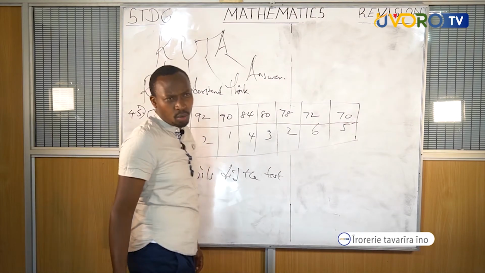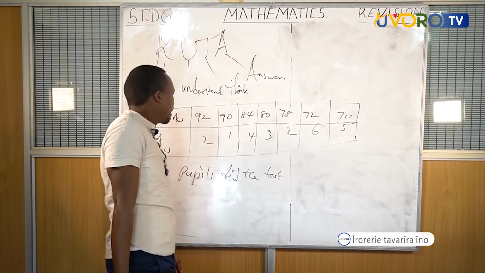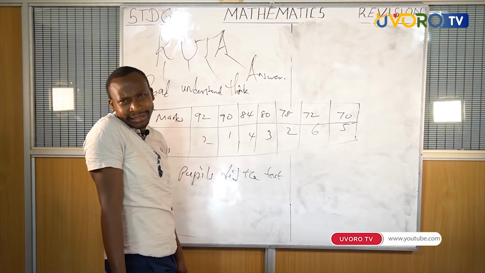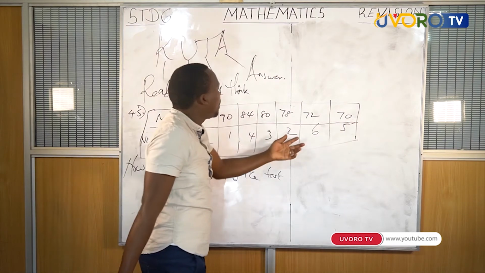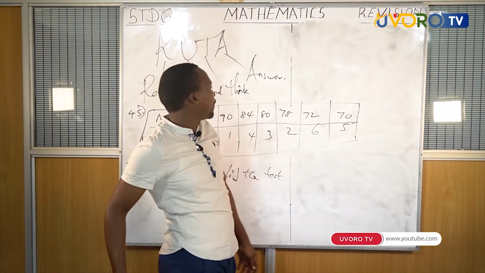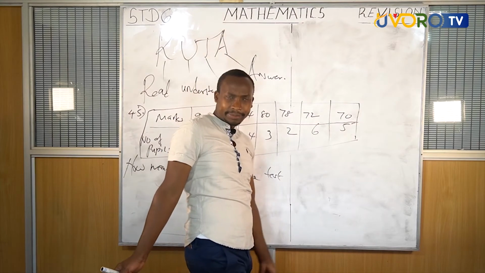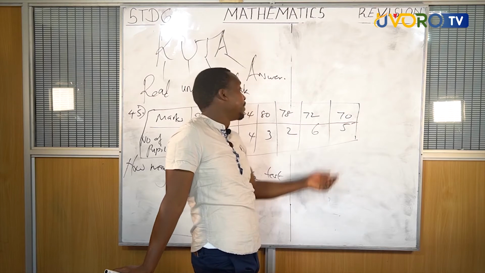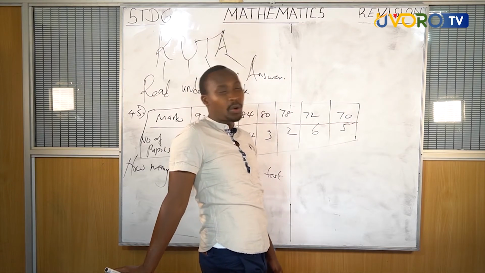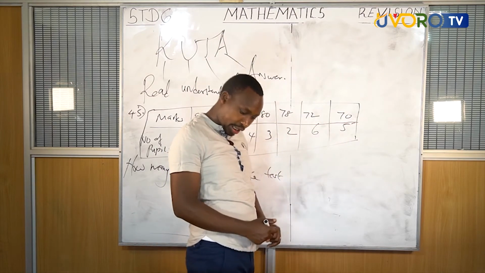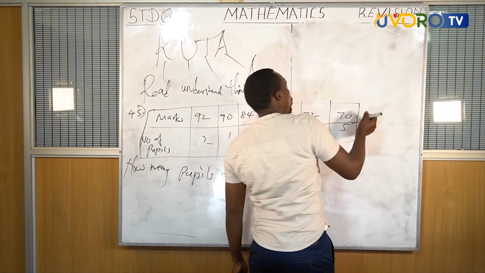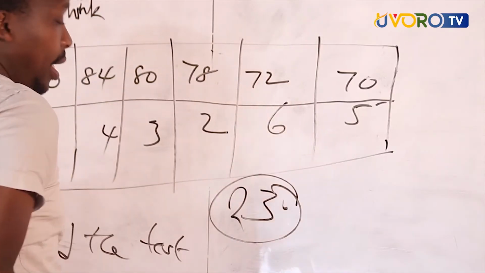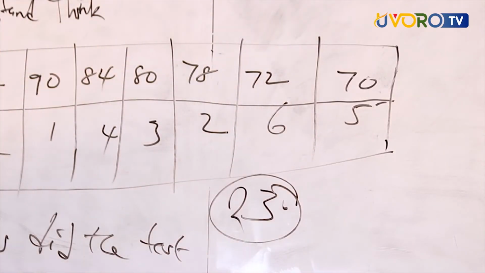2 plus 1. What is 2 plus 1? 3 plus 4, 7 plus 3, 10. Very good. Plus 2, 12. Plus 6, 18. Plus 5, 23. How many pupils did the test? 23 pupils. It is as simple as that.